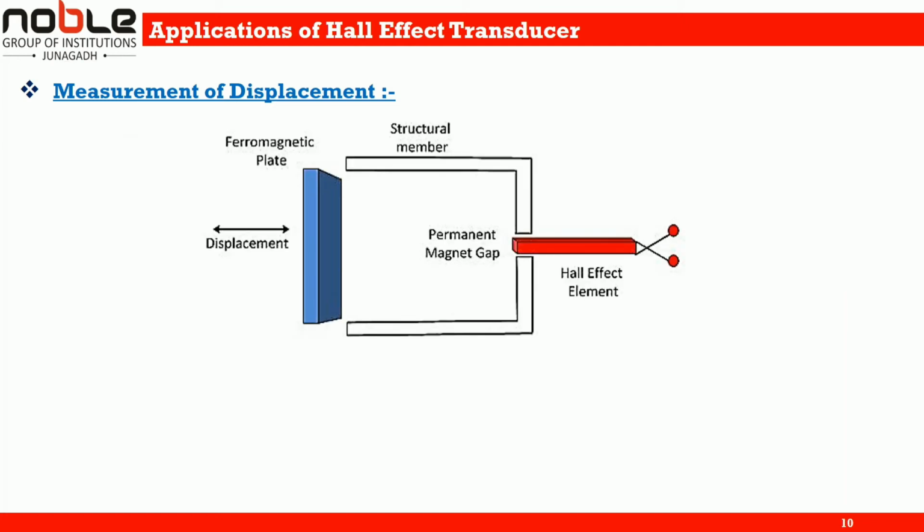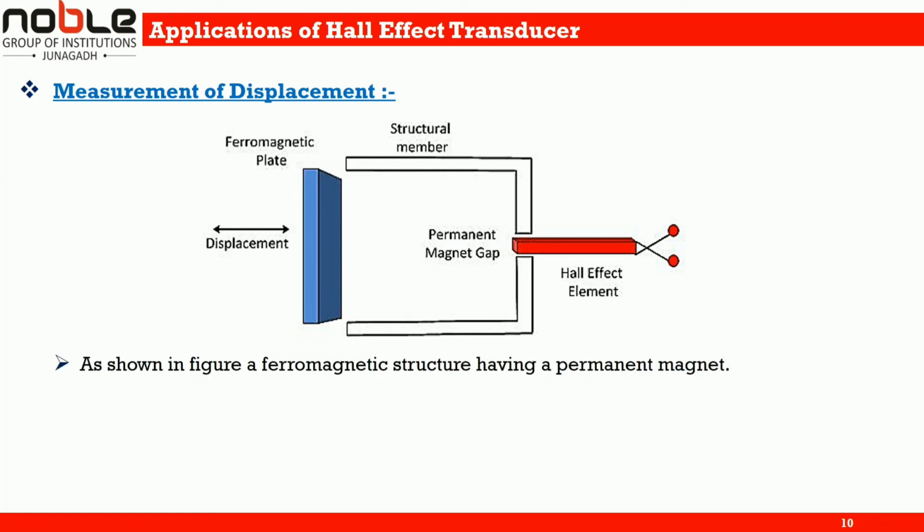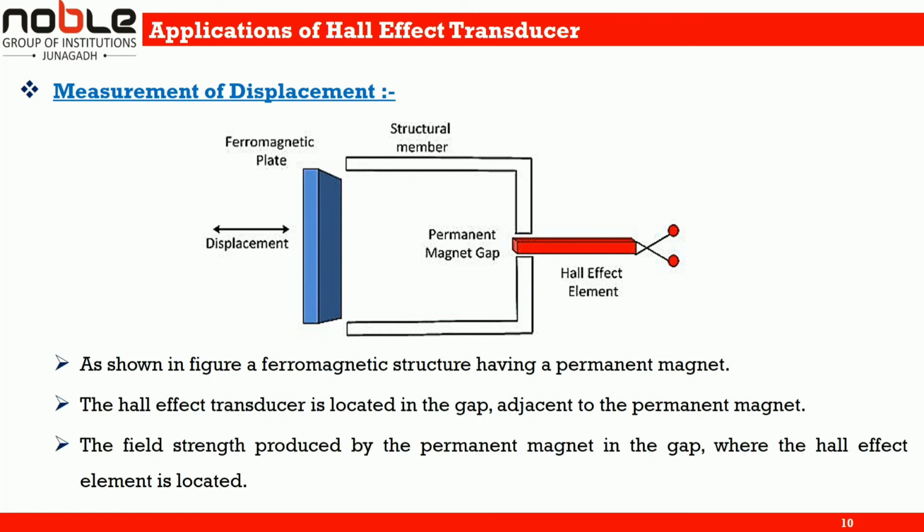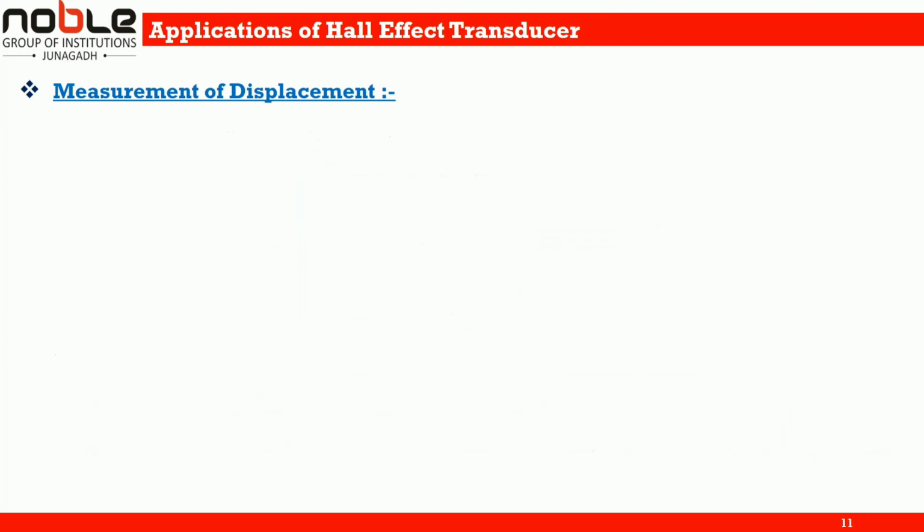Here, as we can see in the diagram, there is a structural member and a ferromagnetic plate. With the help of that ferromagnetic plate, we can measure the displacement, and there is a permanent magnet gap. In between that gap, in between that structural member gap, one Hall effect element is connected. As shown in the figure, a ferromagnetic structure has a permanent magnet. The Hall effect transducer is located in the gap adjacent to the permanent magnet, where the field strength is produced by the permanent magnet.